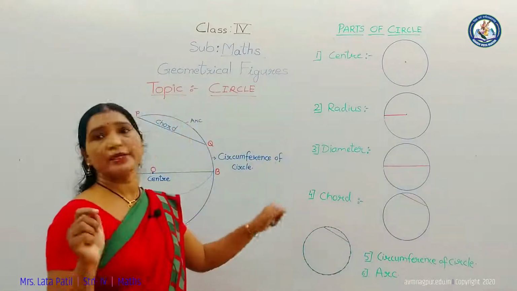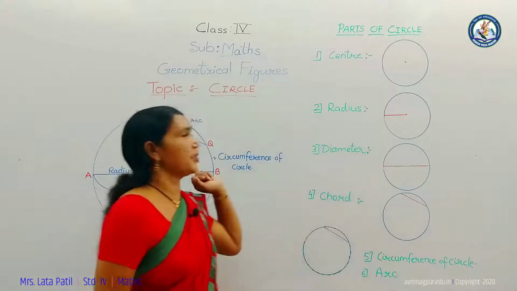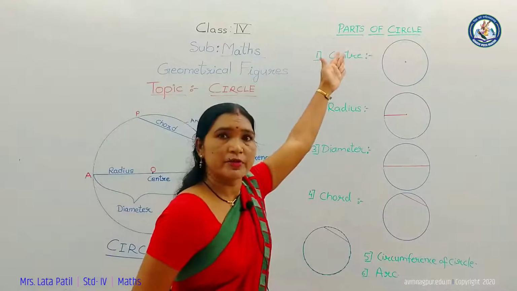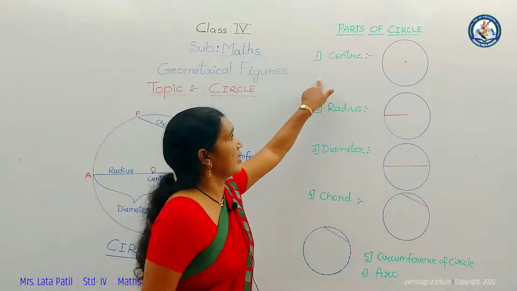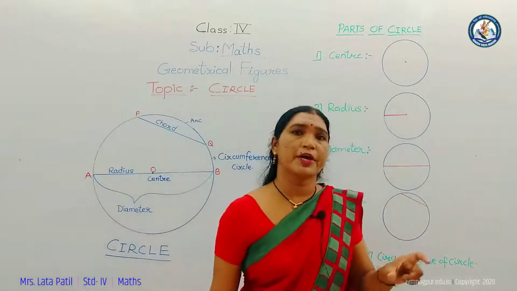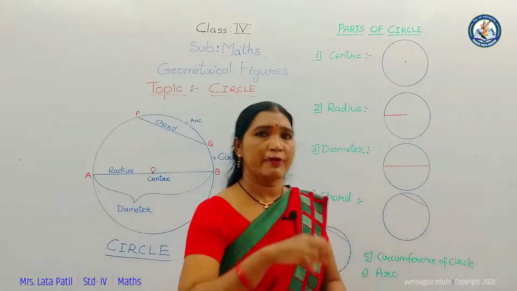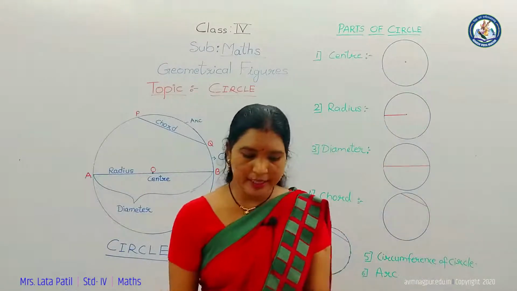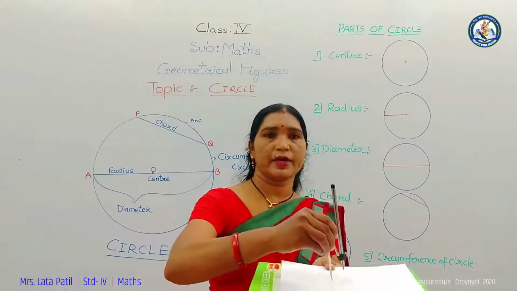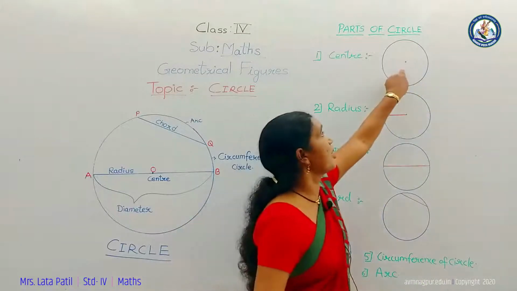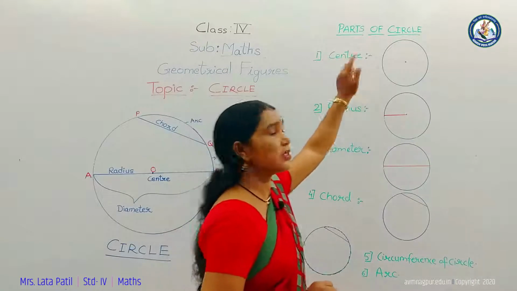Now I will explain the parts of a circle with their definitions, one by one. Now these are the parts of a circle. First is the center. The definition of center is the fixed point from which the circle is drawn. Just now I have drawn the circle. I kept the compass on that point. This is the fixed point from which a circle is drawn. This is called the center of the circle.